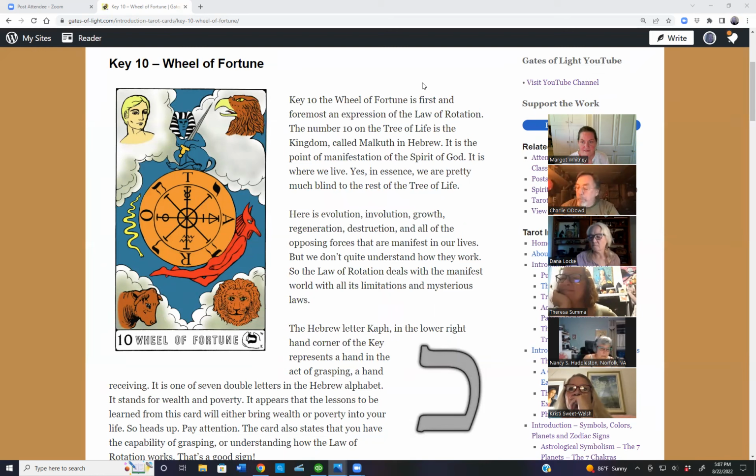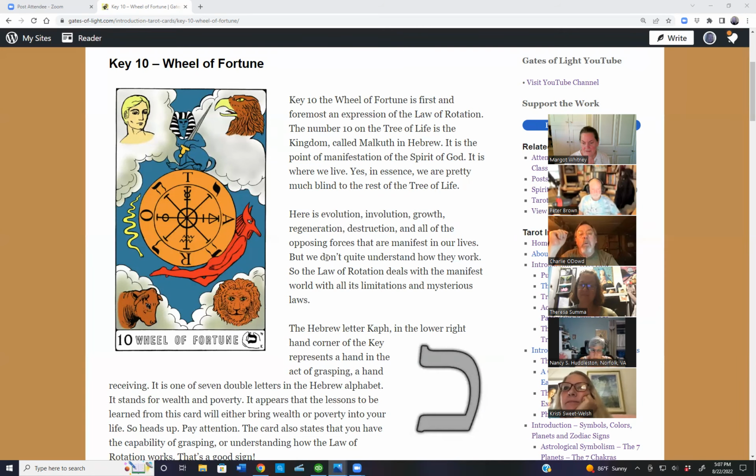Okay, so here is evolution, involution, growth, regeneration, destruction, and all the opposing forces that are manifest in our lives. But we don't quite understand how they work. So the law of rotation, another law. The law of rotation deals with the manifest world with all its limitations and mysterious laws.